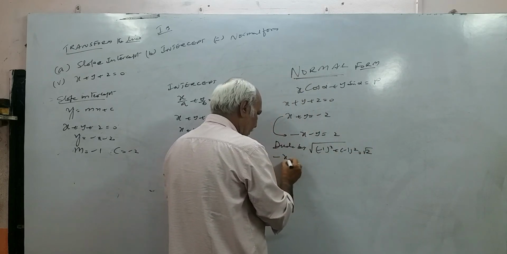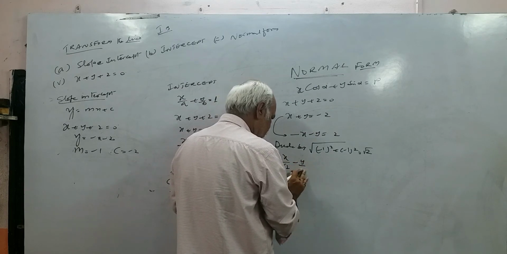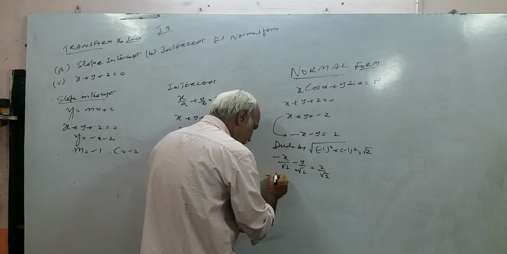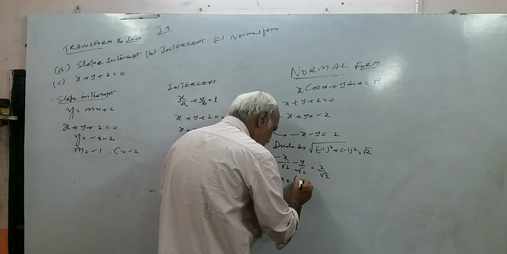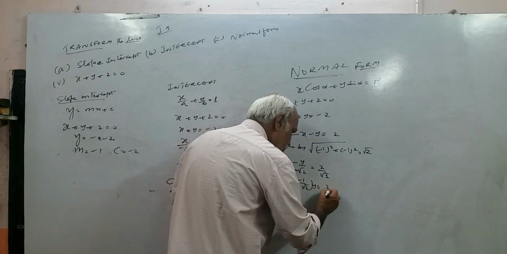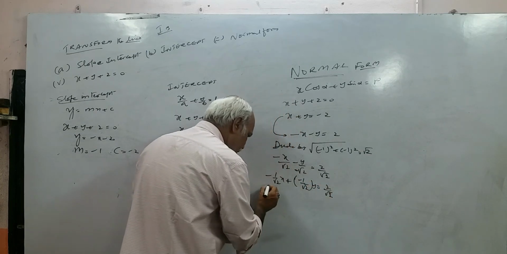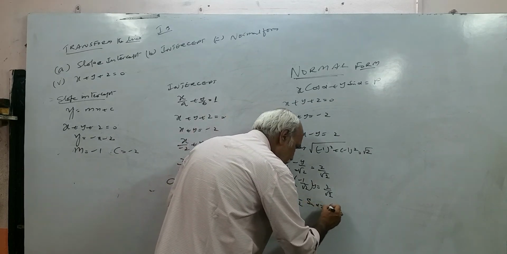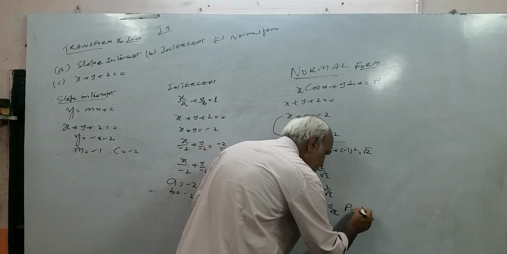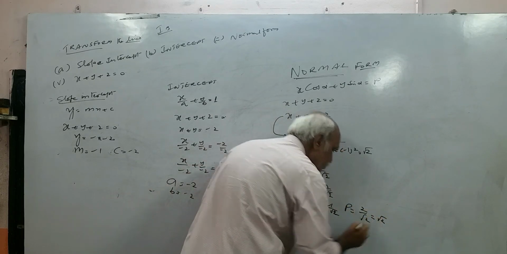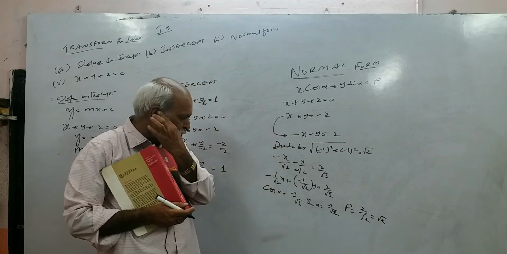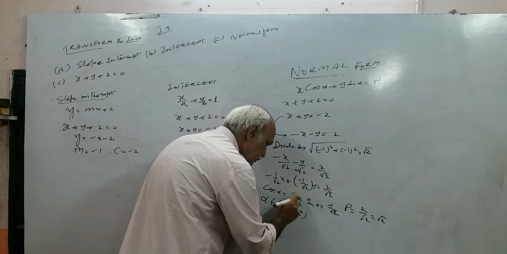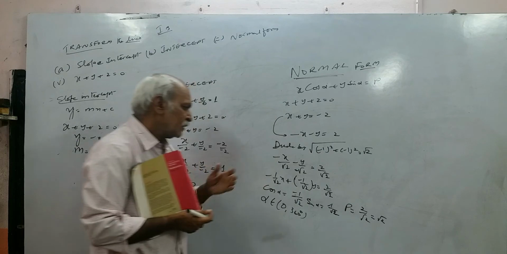Therefore, minus x by root 2 minus y by root 2 is equal to 2 by root 2. Therefore, minus 1 by root 2 x plus minus 1 by root 2 y is equal to 2 by root 2. Therefore, cos alpha is equal to minus 1 by root 2, sin alpha is equal to minus 1 by root 2, and p is equal to 2 by root 2, which is root 2. We have done this model, sir. Root 2 by root 2 is root 2. Therefore, alpha belongs to what, sir? 0 to 360. Right? Here we are converting into that form.